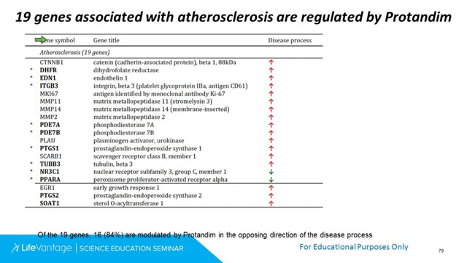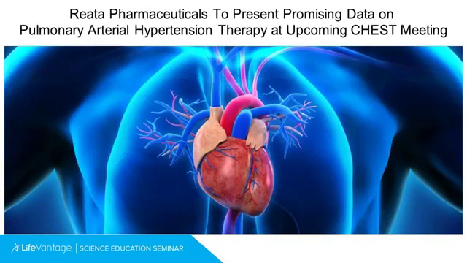So there are 19 genes that are associated with atherosclerosis. And this is another one of the genetic studies that was done with Protandim, and it looked at the effect that Protandim had on that. And what they found is, of the 19 genes, 16 of them, or 84%, were modulated by Protandim in the opposing direction. Again, if the disease caused the gene to get turned on, then taking Protandim caused it to get turned off. And again, I'll emphasize that Protandim is not designed to be a treatment for any specific disease or prevention of any specific disease, because it is a natural supplement. We're not allowed to make such claims.